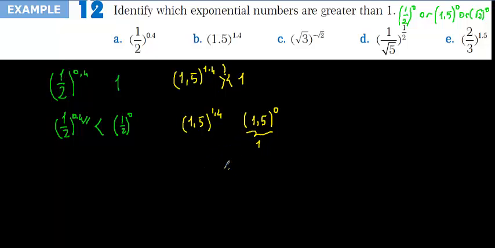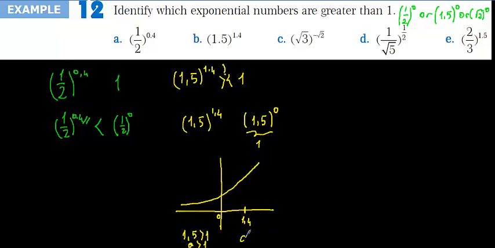Then here for this one I'm going to draw 1.5. If it is 1.5, the base 1.5 is greater than 1, which means a is greater than 1. A is greater than 1, your graph should be like this. 0 is here, 1.4 is here.